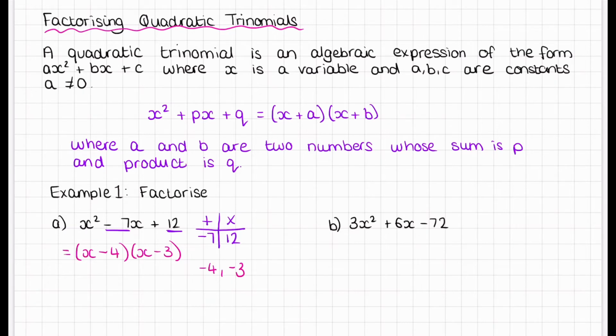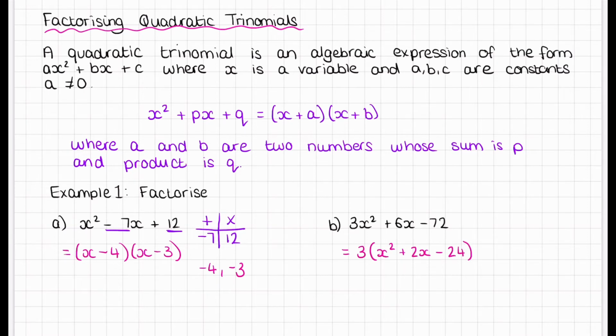Same thing with part B. What we notice here is that we have a value in front of the x squared. Now, this simple method only works if there is no value. But what we can do with this question is factor out a 3. So we have 3 times x squared plus 2x minus 24.